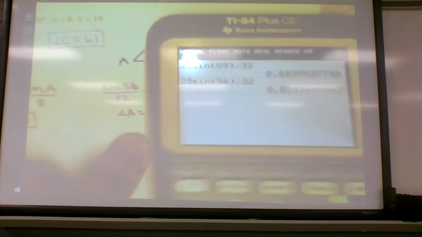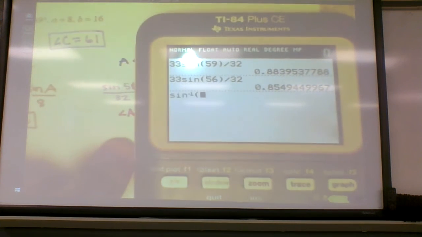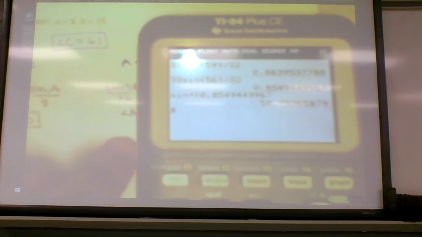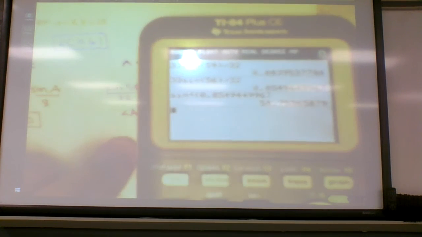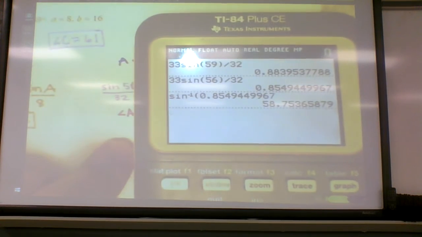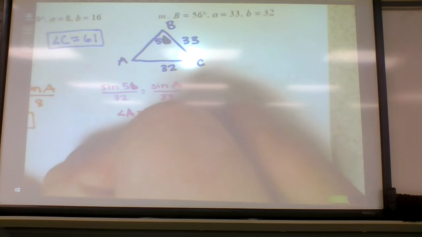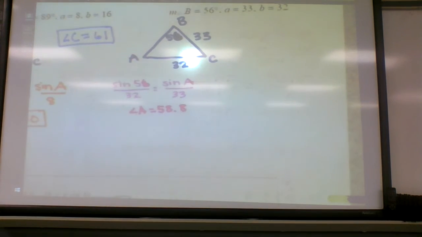So I have this number, this 0.85. And then you have the sine inverse to find the actual angle. So angle A, I get 58.8. 58.8 on the rounding. All right, so we're still good, right? That's a possible angle measure. So let's check the next step.